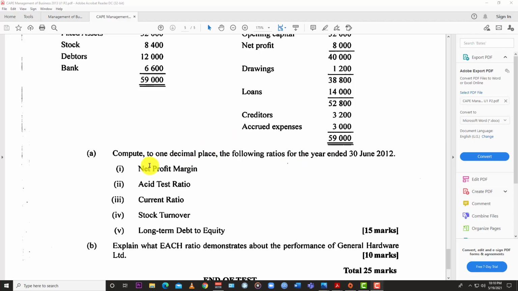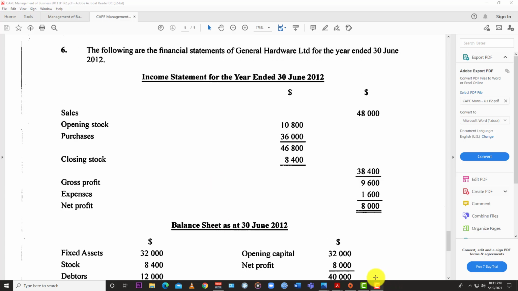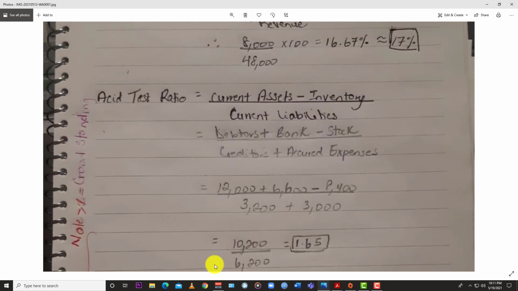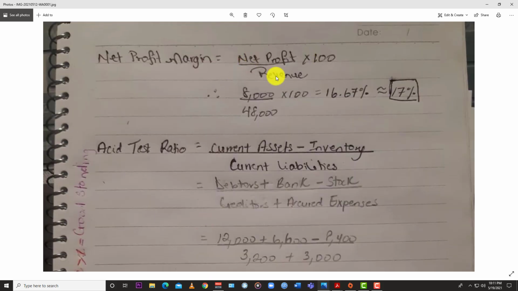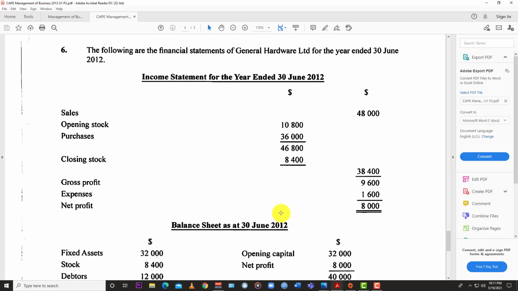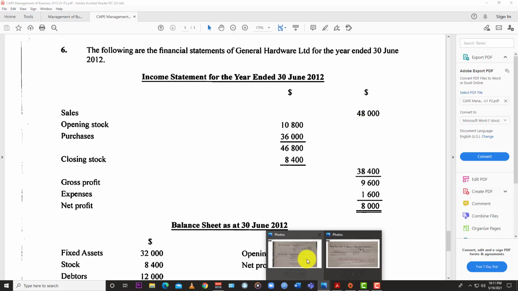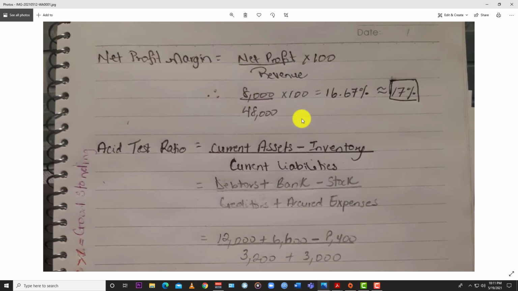The first one we're looking at is the net profit margin. To find the net profit margin, we are going to use net profit over revenue times 100. Based on the financial statements, the net profit is right here, 8,000, and the revenue would be sales, of course, and that's 48,000. So you take the 8,000 over the 48,000 and you times it by 100, and that equals 16.67%, or you round it off to 17%. And that's how we get the net profit margin ratio, 17%.